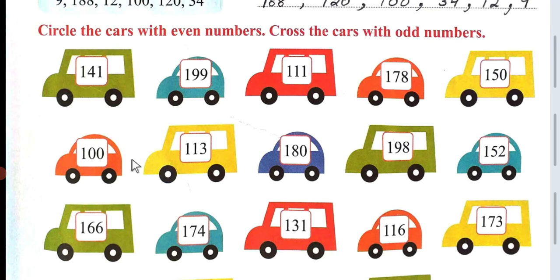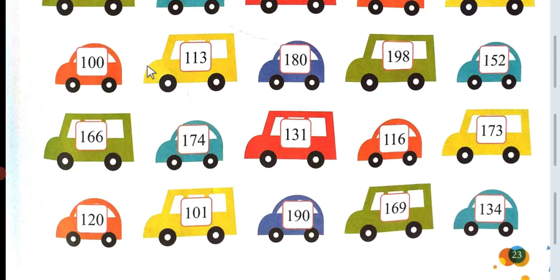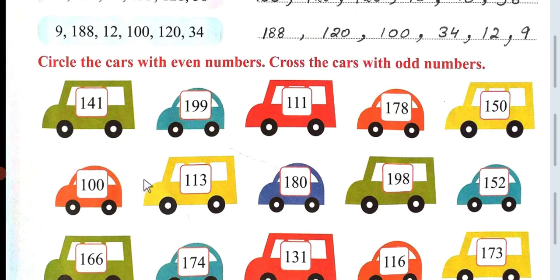So circle the cards with even number, cross the cards with the odd numbers. So you can do this exercise by yourself. It is very easy for you to circle the even and odd number. This is the homework for you. Please do it by yourself. Cross the cards with the odd numbers. I have told you what are odd numbers.